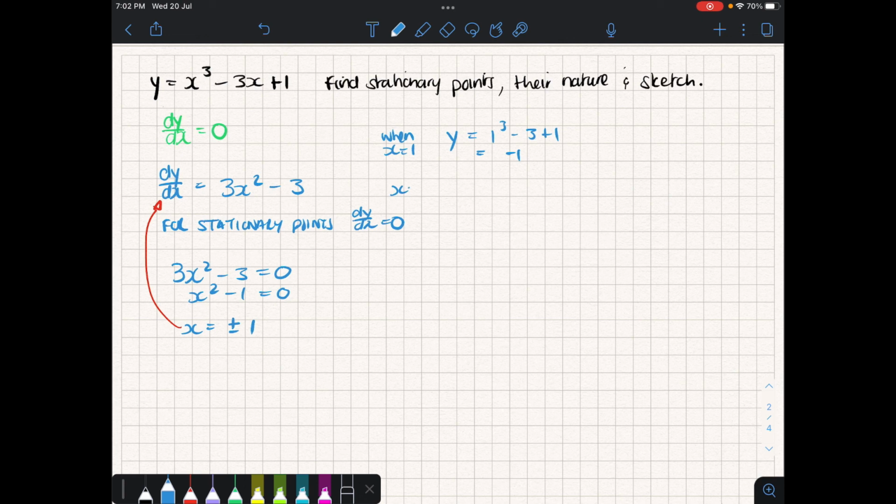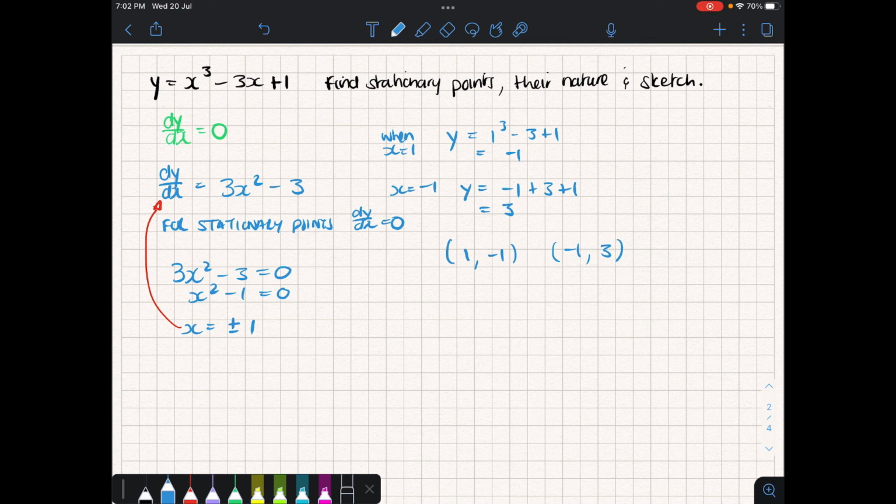And when x is equal to minus 1, we're going to get y equal to minus 1 cubed, which is minus 1, minus 3 times minus 1, which is plus 3, plus 1, and so we're going to get 3. So my two turning points are going to be (1, -1) and (-1, 3). Right, now I need to determine the nature of these stationary points.